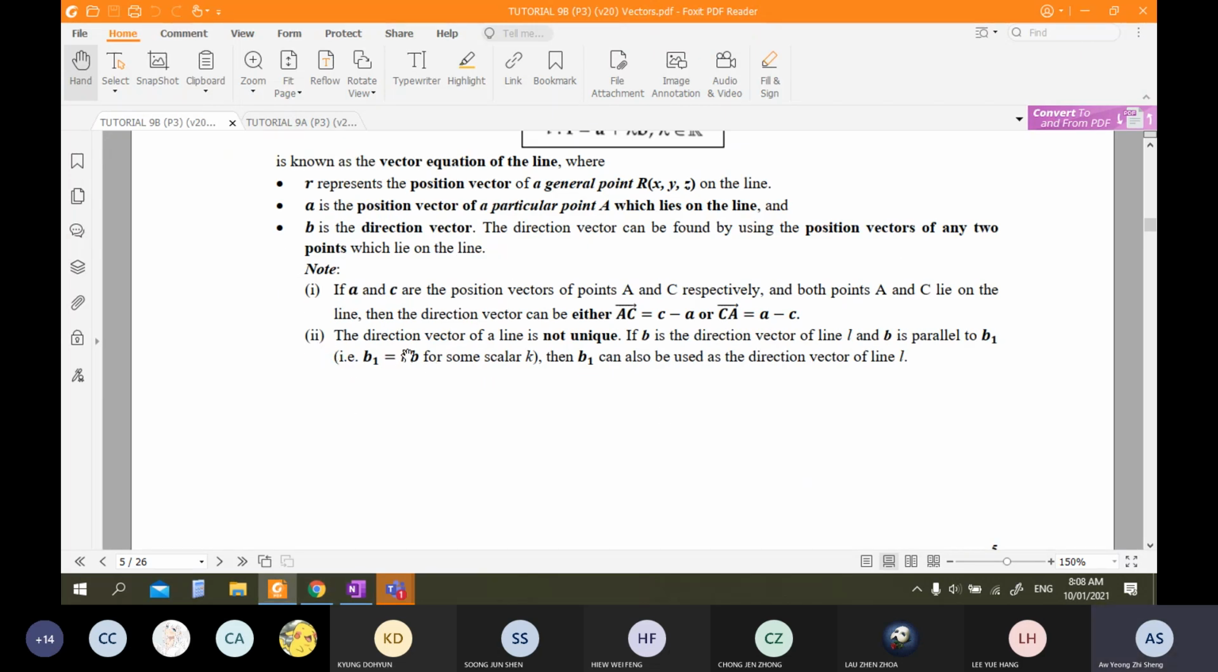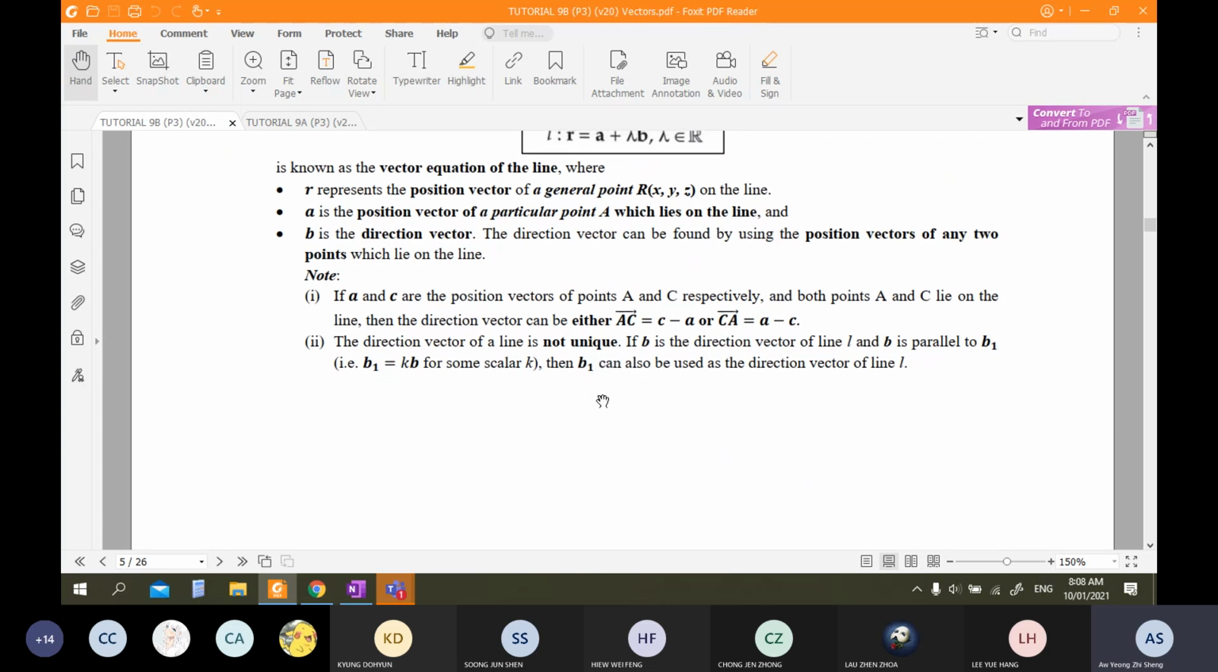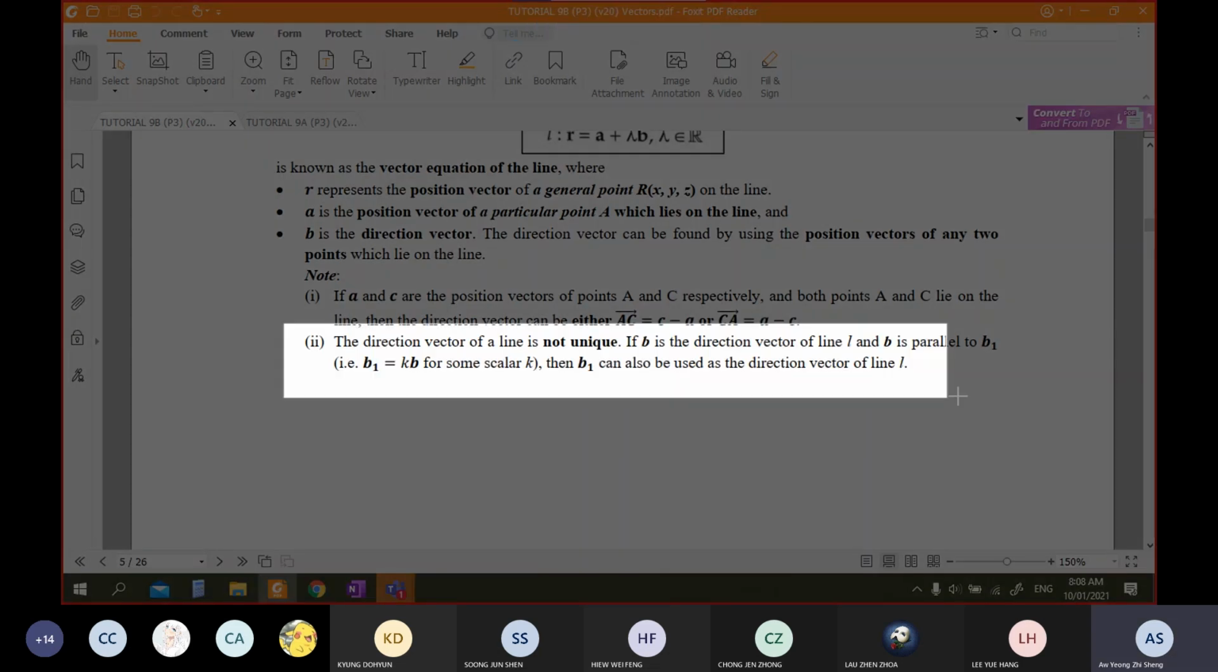Okay, then next, Roman 2 says the direction vector of a line is not unique, meaning that there can be infinitely many correct direction vectors. If a vector B is the direction vector of line L and B is parallel to B1, B1 and B are 2 different vectors, but B1 and B are parallel, which means B1 can be written as a scalar multiple of B. Then they say B1 can also be used as the direction vector of line L.